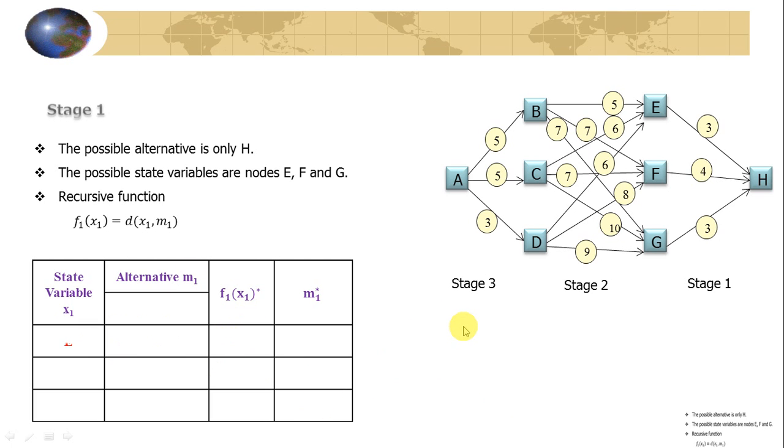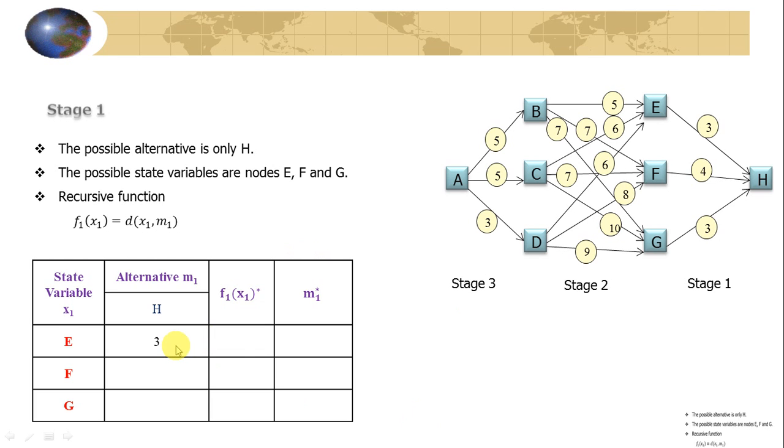So the possible state variables are E, F and G. There is only one alternative, that is H. Now when the salesman wants to travel from A to H, 3 units of time is required. So this will be represented in this cell.